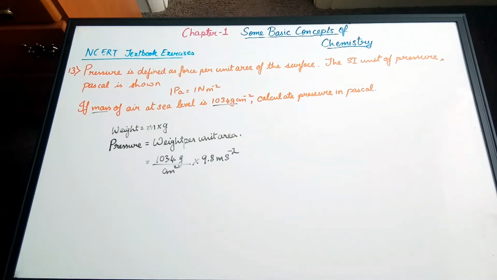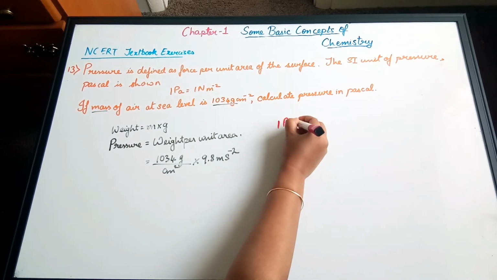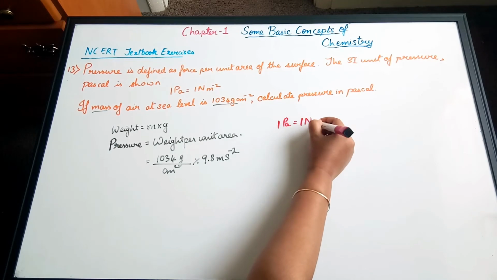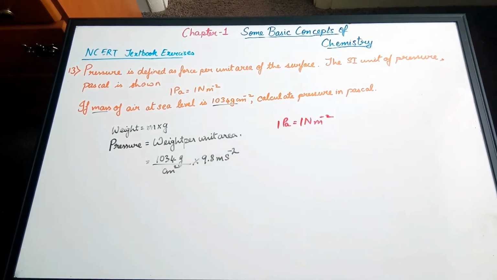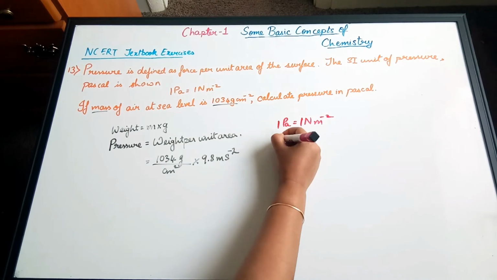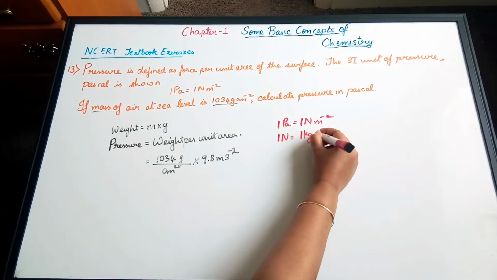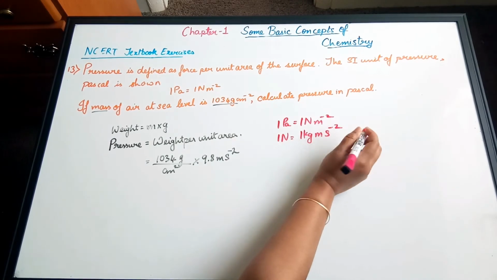Okay, so we've been given 1 pascal equals 1 Newton meter minus 2. We need to convert the units by using the method of unit conversion, and this is done by figuring out the unit conversion factor, right? So first of all, 1 pascal equals 1 Newton per meter square, and 1 Newton equals 1 kg meter second minus 2.